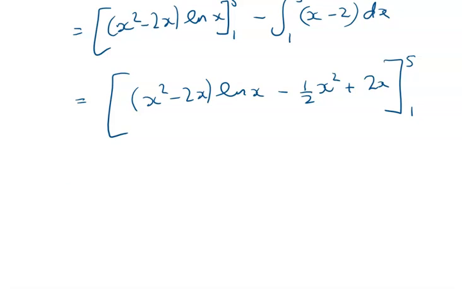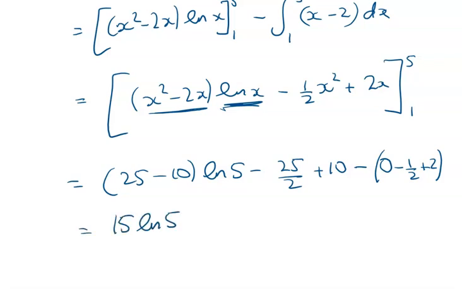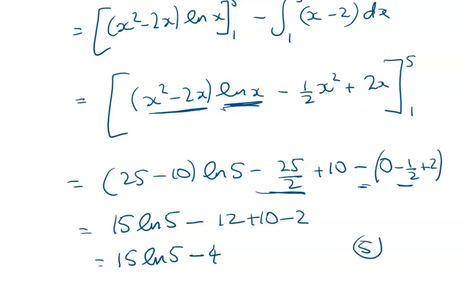So it's finally time to substitute. For the first term, we're going to get 25 minus 10 times the natural log of 5 minus 25 over 2 plus 10 minus, and then in brackets 0, because the log of 1 is 0, minus a half plus 2. Right, when we clean all of that up, we get 15 log 5 minus 25 over 2 plus a half gives me minus 12 plus 10 minus 2, and we end up with a final answer of 15 log 5 minus 4. Okay, so that was worth 5 marks.